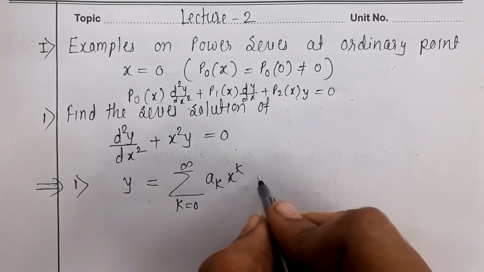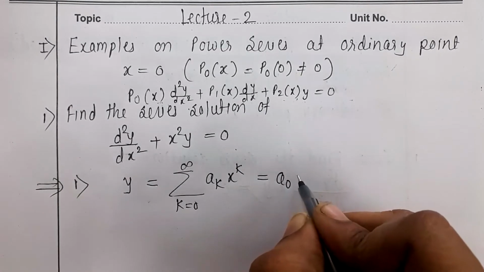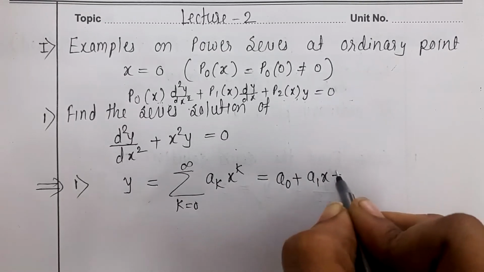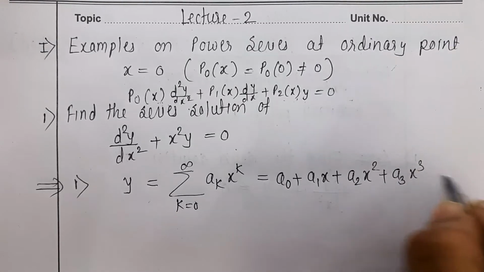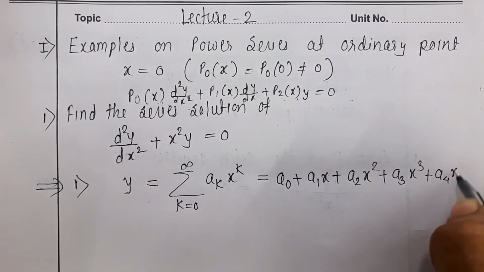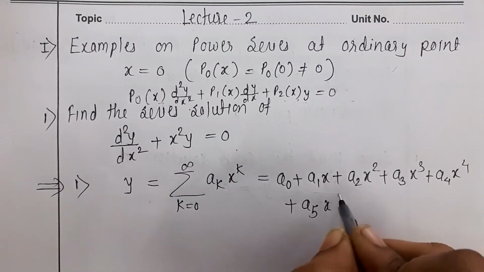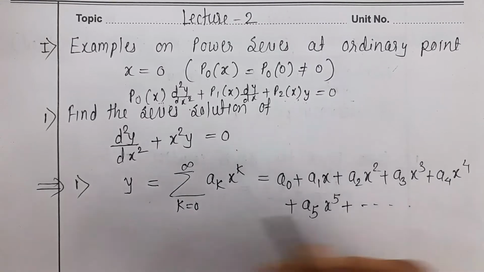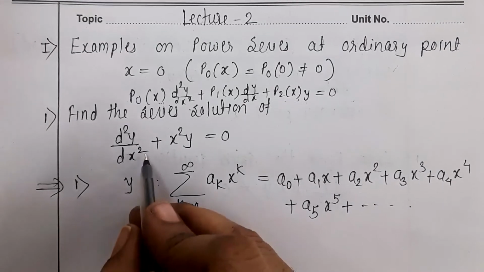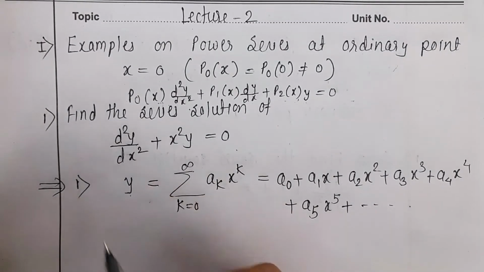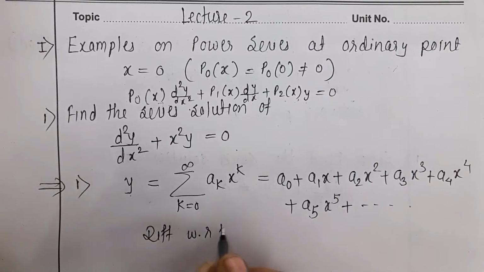So it can be written as: if k = 0, it is a0 x^0, which is 1, plus a1 x plus a2 x² plus a3 x³ plus a4 x⁴ plus a5 x⁵ plus and so on. So this is the power series which we are going to assume as a solution. Now if we know y, we can find d2y/dx². So differentiate this with respect to x.